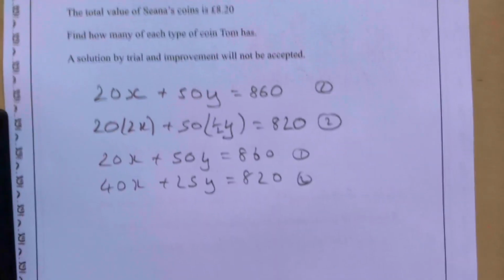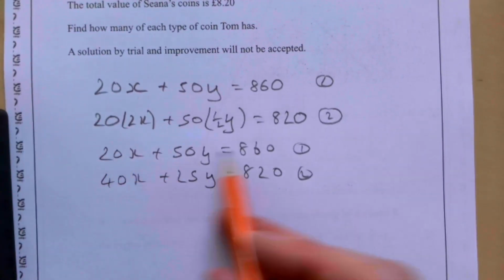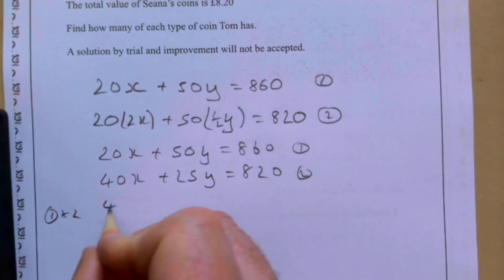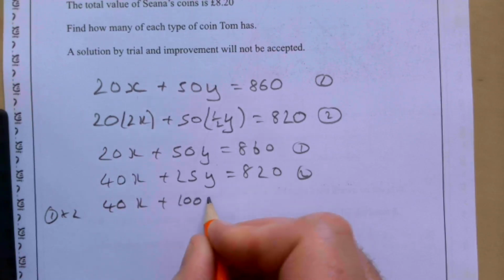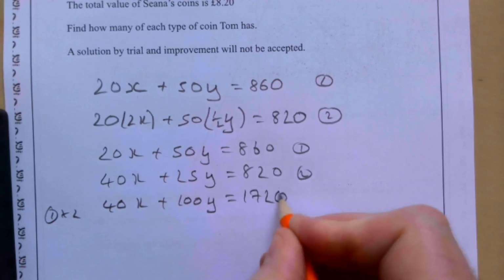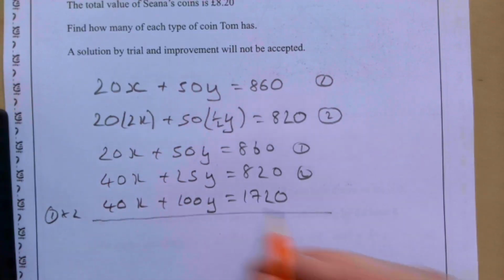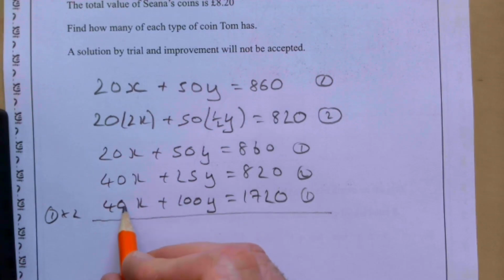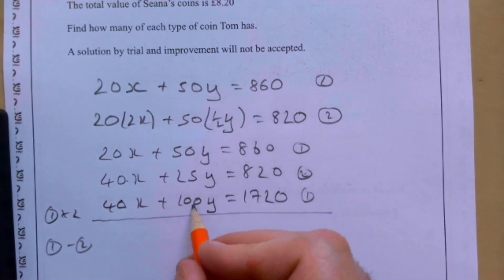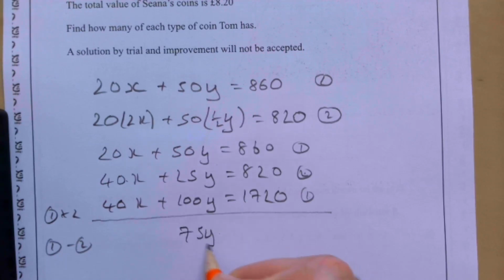I suppose I could have saved a bit of space there if you knew what was going on. So I'm going to times equation 1 by 2, and that gives me 40x plus 100y, and then 2 times 860 gives me 1720. Then I'm going to subtract them. I'm going to do this one take away this one, because I can see it's going to be nicer numbers. That gives me 75y equals 900.